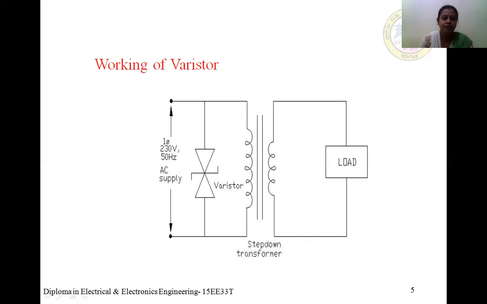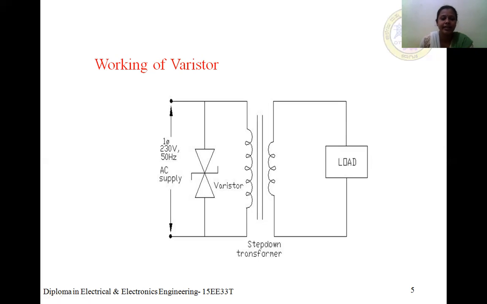Next, working of varistor. When transients or lightning occur in an AC voltage, our electronic equipment gets damaged. To avoid this damage, we are using this varistor.